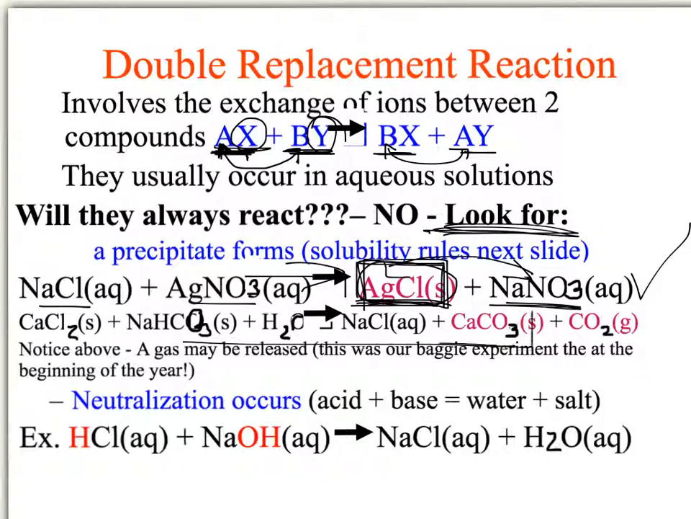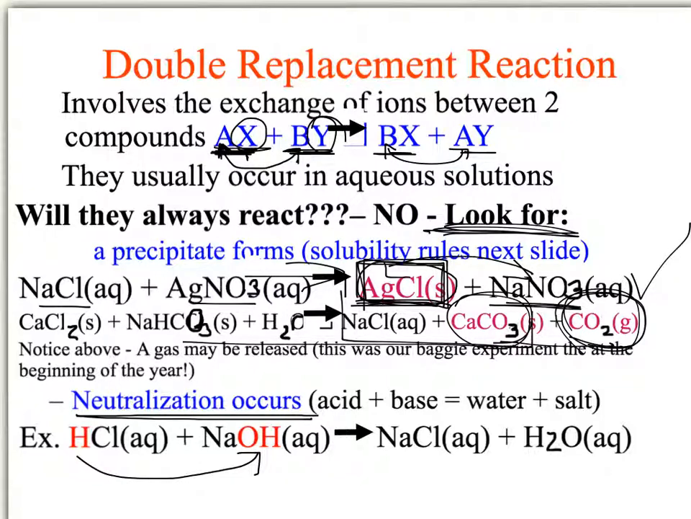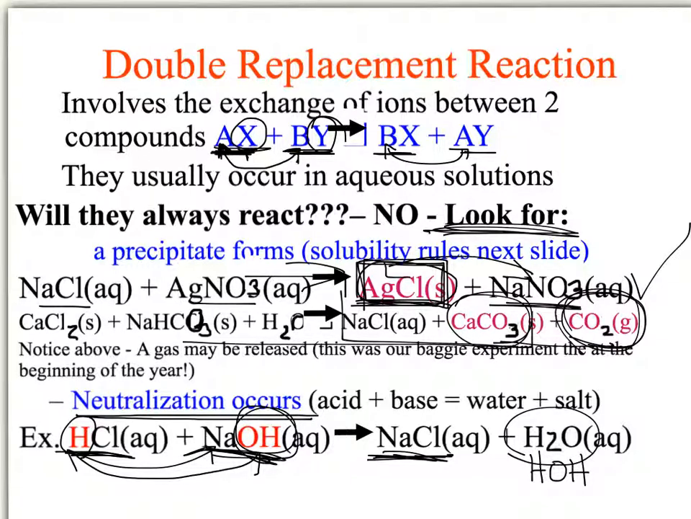Sometimes the products will actually be unstable, and in this case, for example, carbon dioxide gas will be released. And also, there is a special kind called a neutralization reaction. It is a double replacement. If we rewrite water here as HOH, then technically we do have a double replacement with the hydrogen replacing the sodium. But in a neutralization reaction, an acid, which starts with H, combines with a base, which ends with OH, and you get a salt, which is basically an ionic compound, and water. This is still, though, a double replacement reaction. It's just a special type.